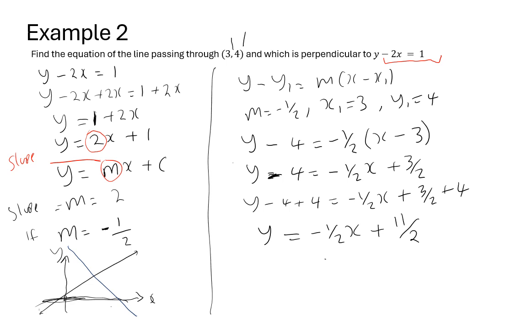So you can see this is the equation of the line which passes through this point and is perpendicular to this one. And you can see the slope is what we expected, the negative reciprocal of 2.